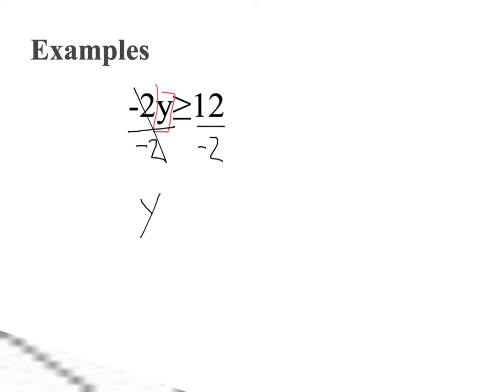We have y. We're dividing and multiplying, so we need to make sure our sign stays the same or it flips. In this case, we're dividing by a negative 2. When you multiply or divide by a negative number, you must flip your sign. So we know our sign needs to flip. Greater than or equal to becomes less than or equal to. 12 divided by negative 2 is negative 6. So y is less than or equal to negative 6. When you multiply or divide by a negative number, you must flip your sign.